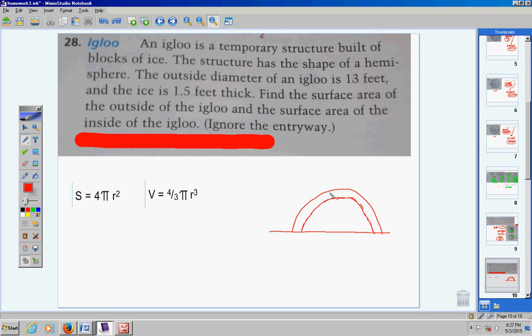The structure is a hemisphere, so it's half a sphere, if you want to look at it that way. Now, the outside diameter is 13 feet. They want us to find the surface area of the outside and the inside. Let's work on the outside first, shall we? Follow carefully. The outside diameter is 13 feet. So from this point all the way across to this point, I have a diameter of what? 13 feet, right? So if the diameter is 13, the radius would be what? Half of that, 6.5.